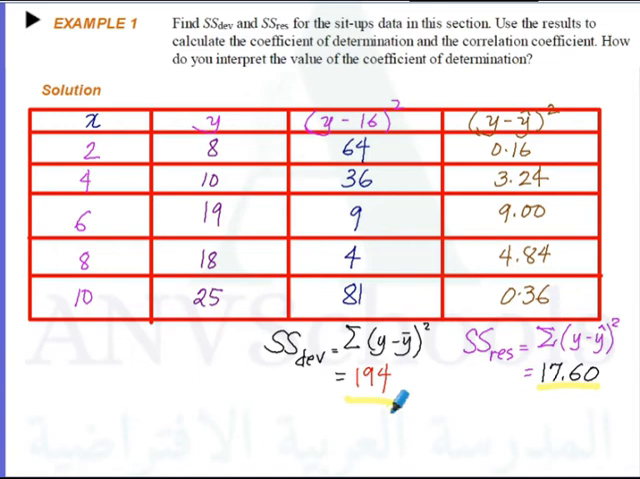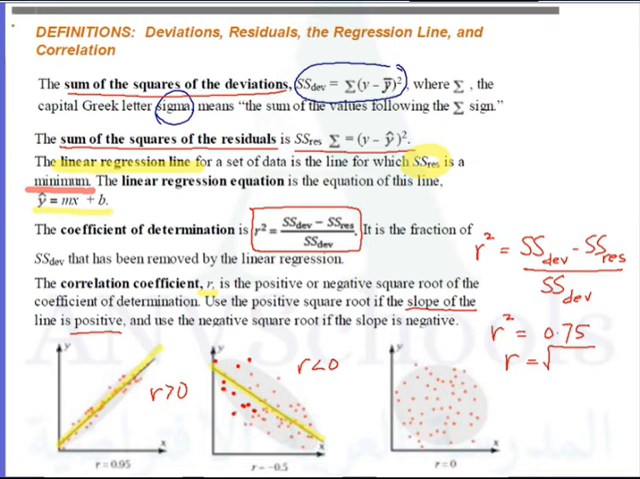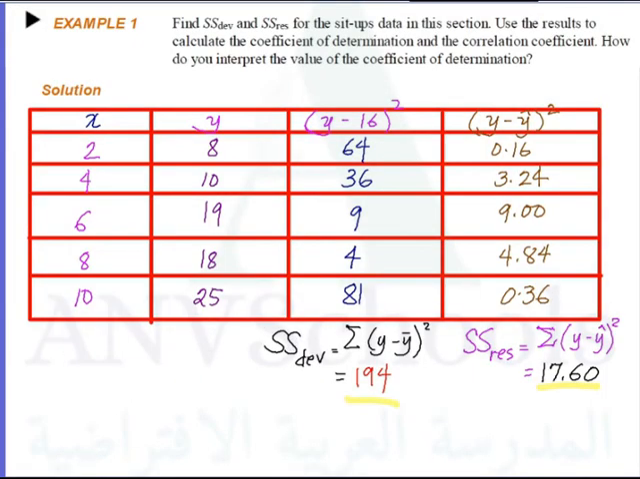So how do you interpret the value of the coefficient? How do we solve for the coefficient of determination, the correlation coefficient? Now taken from here, your correlation coefficient is r, and this is the square root of the coefficient of determination. And the coefficient of determination is SS dev minus SS res over SS dev, so r square equals SS dev minus SS res over SS dev. So what is our r square?